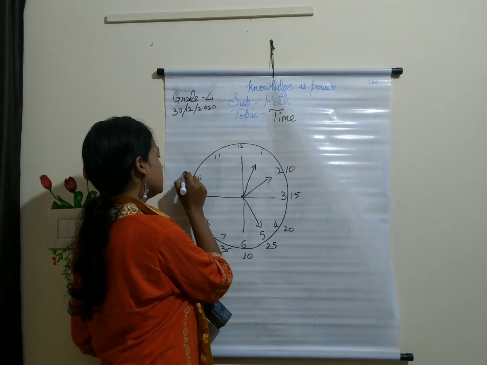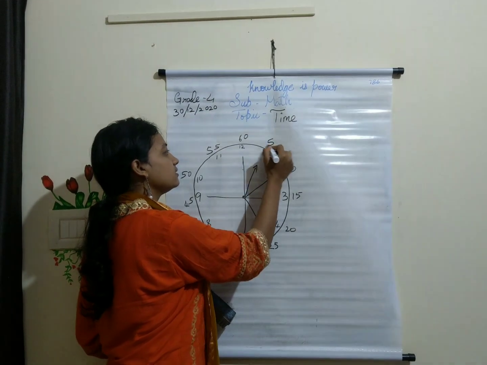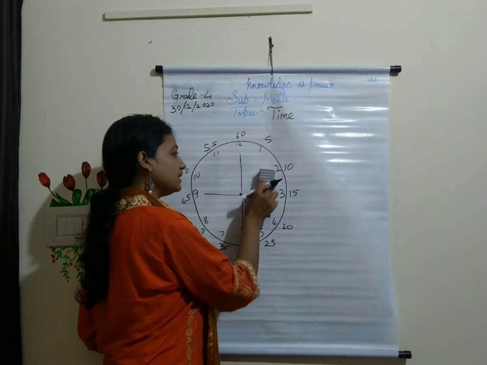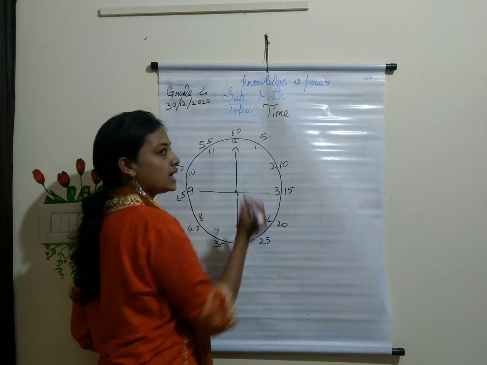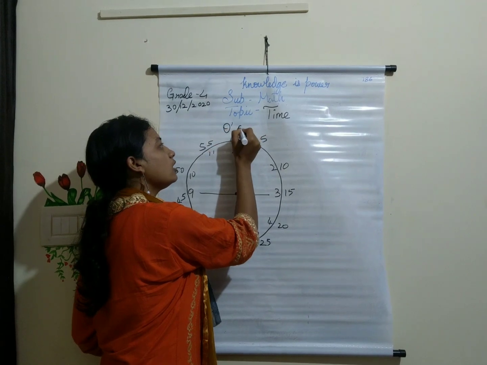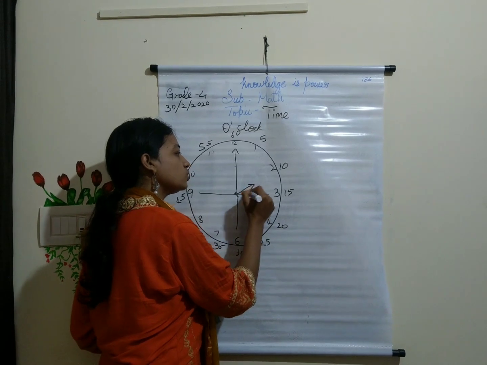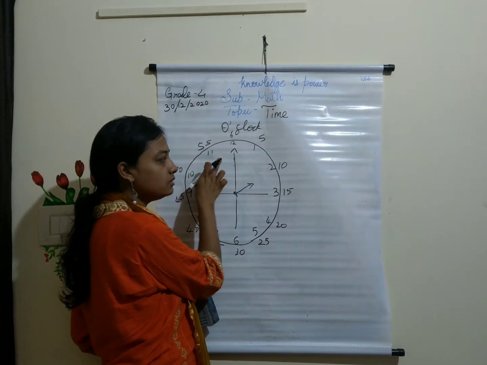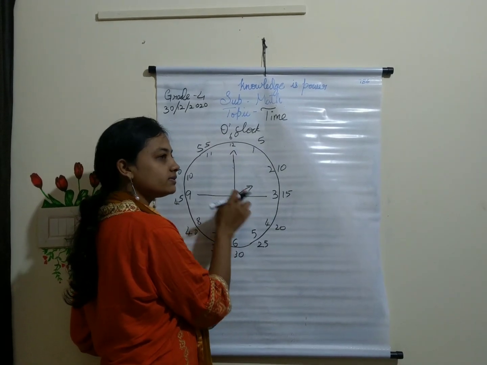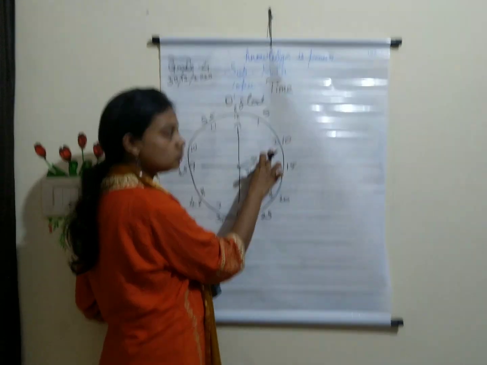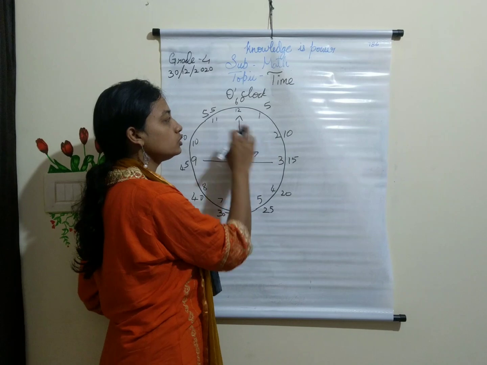And you also learned something important. The very common thing, that is, whenever my big hand shows 12, I'll be saying o'clock. Example, now I have the small hand showing 2 and my big hand showing 12. I'll be saying 2 o'clock.